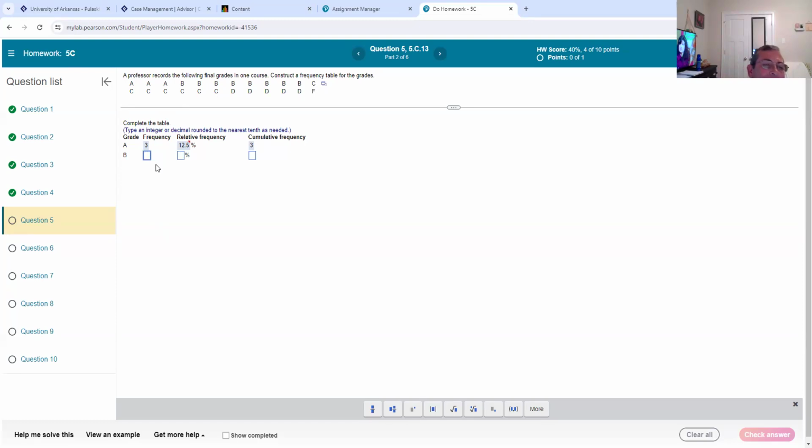How many B's? I wish I'd have looked at my chat before I did that last one. All right, 8 B's. How about 8 divided by 24 times 100? We're rounding to 1 decimal place if it comes out as a decimal. So 33.3, perfect. Now, cumulative frequency. See if y'all remember this one.